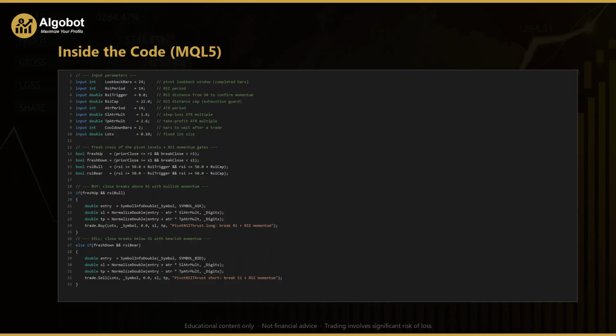The sell block, in the else if, is the exact mirror. When fresh down and RSI bear are both true, it takes the bid as the entry, puts the stop above and the target below by the same ATR multiples, and calls trade.sell. Both sides share the identical structure, only the direction flips.